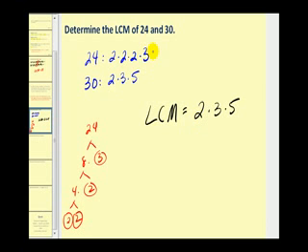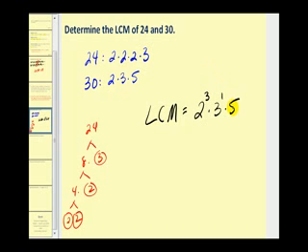So what we mean by that is this has 3 factors of 2 and this has 1 factor of 2. We have to take the most number of times the 2 occurs in any of these prime factorizations. That would be 3 times. So we need 3 factors of 2. Next we look at the factor of 3. It occurs once here and once here, so we only need it once.